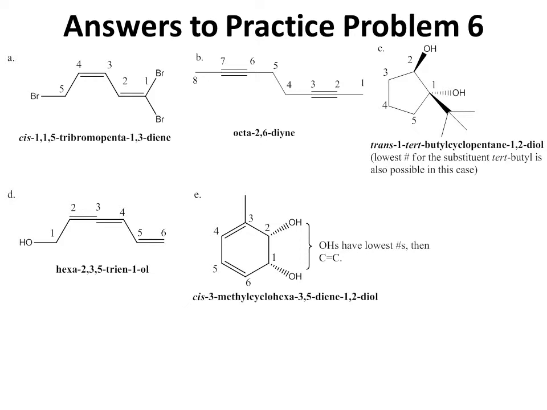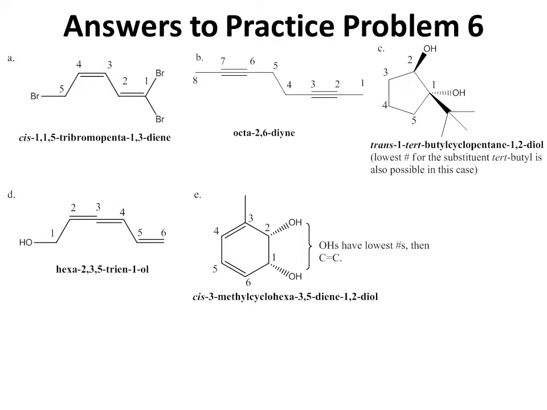In part E, we have another ring. It's a 6-sided ring this time. It has both OH groups and carbon-carbon double bonds. The OH groups are pointing the same direction, so they are cis, as would be the hydrogens associated with them. And we would call this compound cis-3-methylcyclohexa-3,5-diene-1,2-diol.